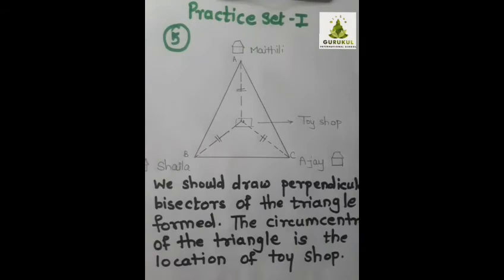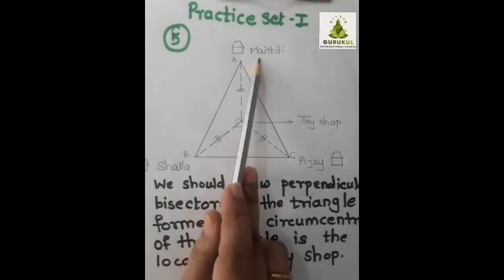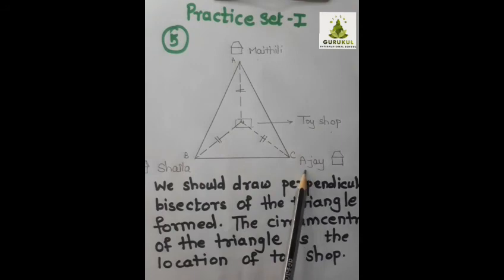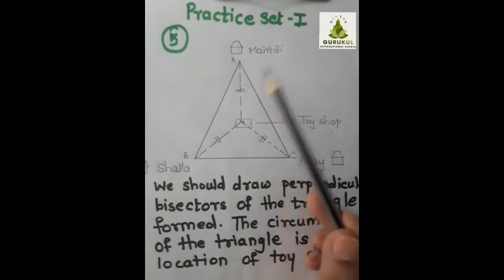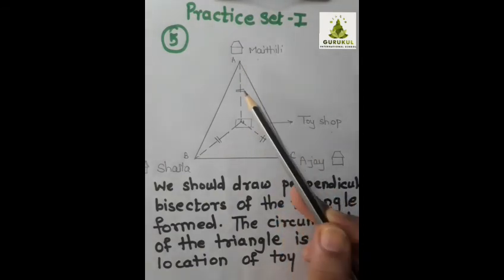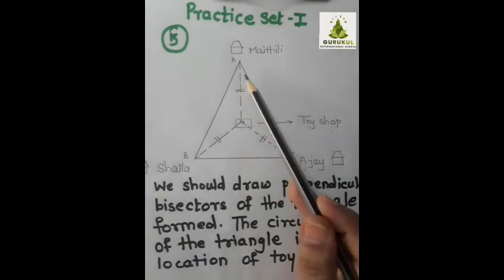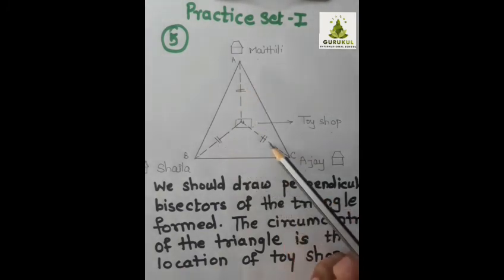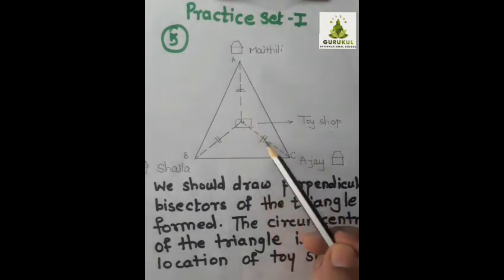Now to understand this, we have to draw one rough diagram first. On the paper I have drawn a rough figure where in the center you can see I have drawn the toy shop, and on all 3 sides there are the houses of Maithili, Shaila and Ajay. Correct? What information have they given? That the distance between their houses and the shop is equal for all. Means for Maithili's house, for Shaila's house, for Ajay's house, it is the same distance.